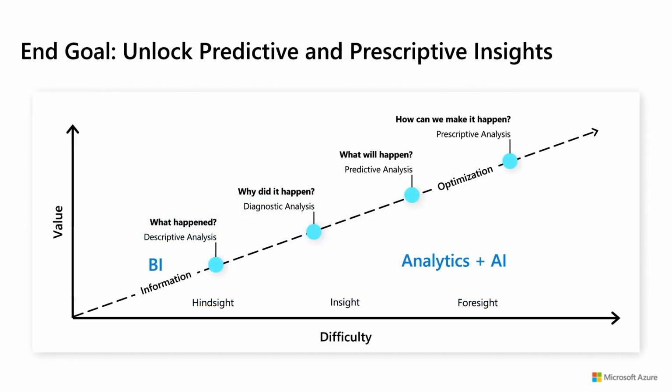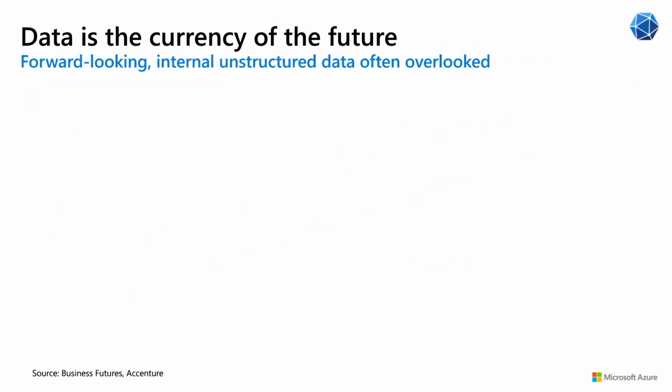So what is our end goal here? Our end goal is really to unlock these predictive and prescriptive insights. What I think everyone here wants to know is, what's going to happen next? How do we use data to understand what the future is going to look like? And what actions do I need to take to make sure that I am prepared for that future? But as the value of those insights increases, as we edge towards that top right corner of the area, it gets more and more difficult, right? So let me show you.